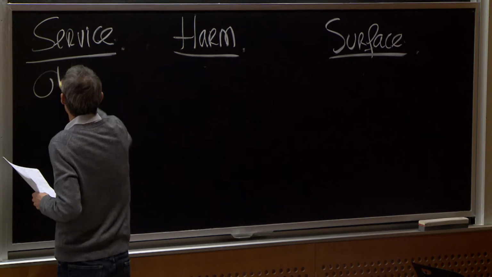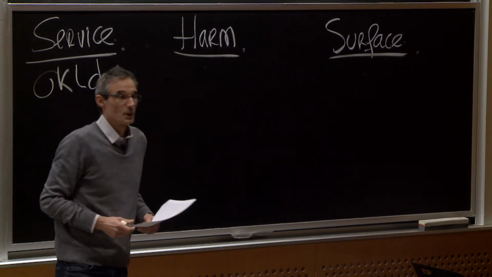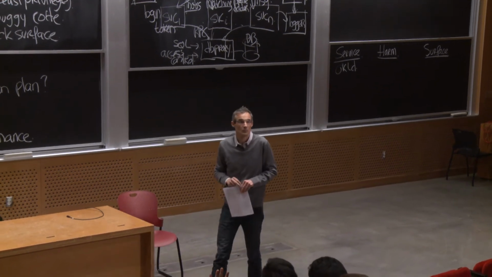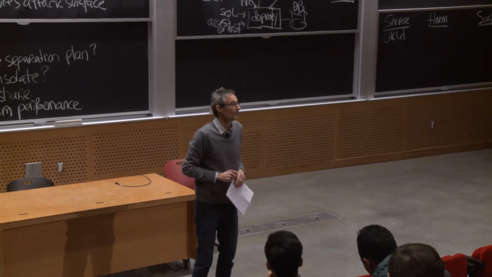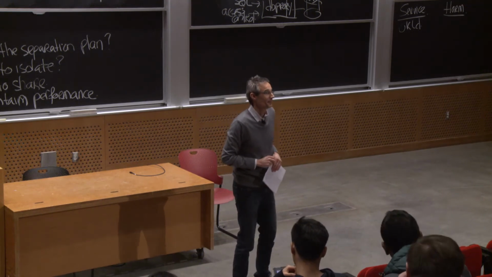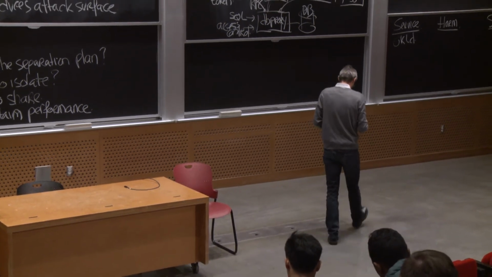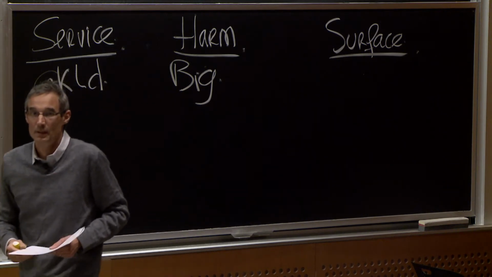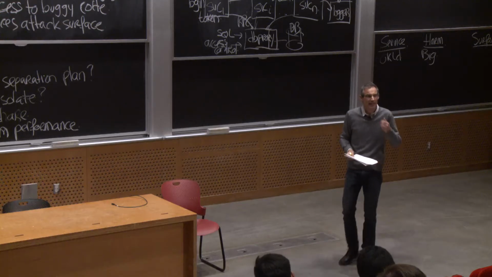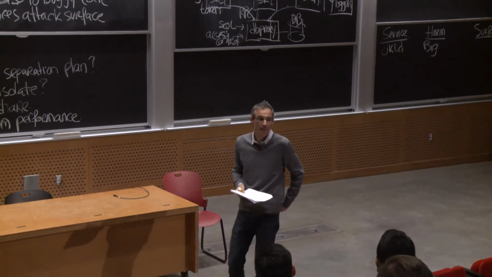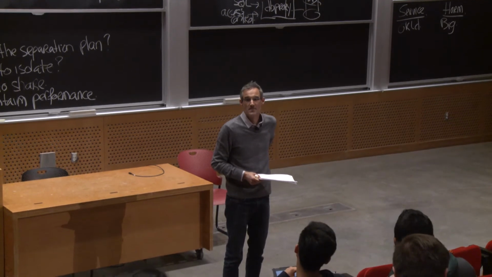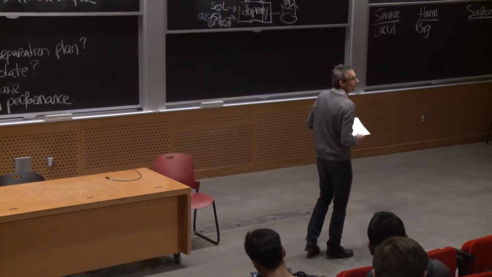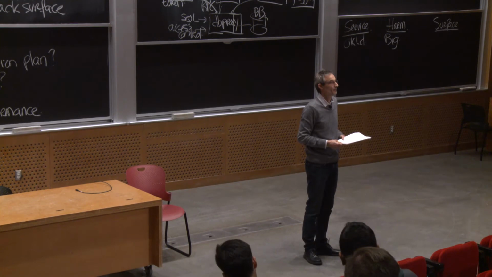So let's start with OKLD. What's the harm if OKLD is compromised by the attacker? Yeah, it runs as root, right? So everything. Big harm. Let me just write that down. It would be terrible. So what's the attack surface that OKLD has? Maybe loading the service if you can somehow modify it, crash it. But that's very hard.